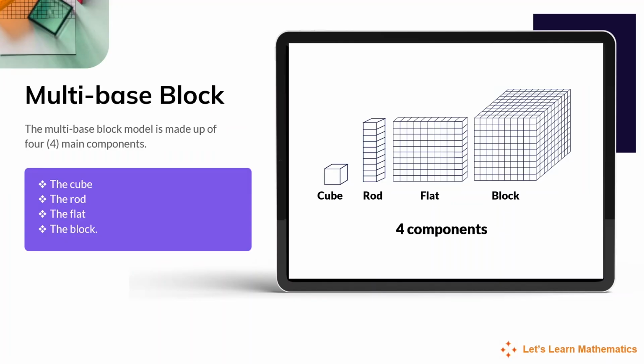The starting point is 1 cube. That is the unit. So when I have 10 of the cubes, then I can arrange them. I can even stack them on top of each other to get a rod. So you can see in the diagram, 10 cubes will make one rod. And if I have 10 of the rods and I put each beside each other, then I'll get a flat. And then 10 flats will give us also one block.